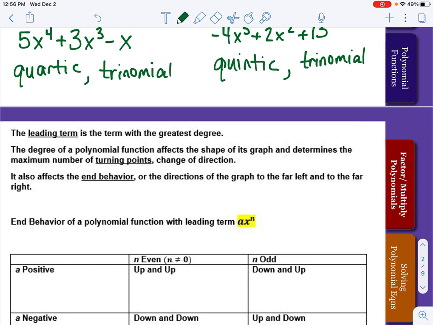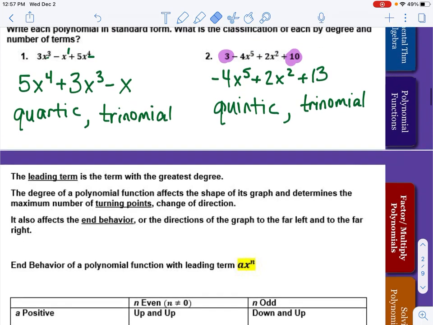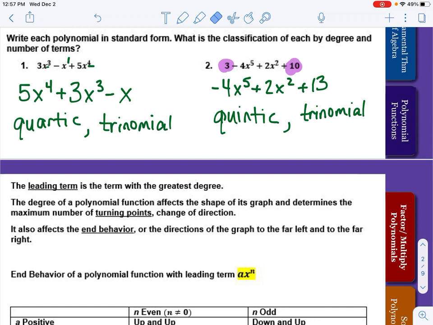So if we were talking about a quadratic, if it was a happy quadratic, it would be going down and then change direction and go upwards. So that would be considered one change of direction, where it switches the way it goes. It also affects the end behavior, or the directions of the graph to the far left and to the far right. So for the end behavior of the polynomial function, we're only looking at that first term.